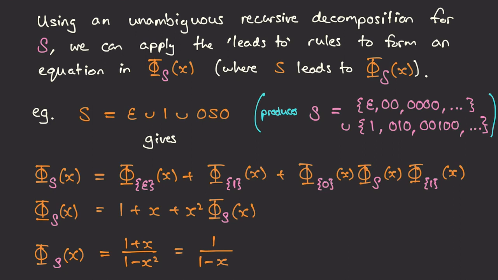In this case, as a sanity check, we can see that the generating series we got, 1 over 1 minus x, has all its coefficients equal to 1. This is saying that the set S should contain exactly one string of each non-negative integer length. Looking at the definition of S, we can see that this is true.